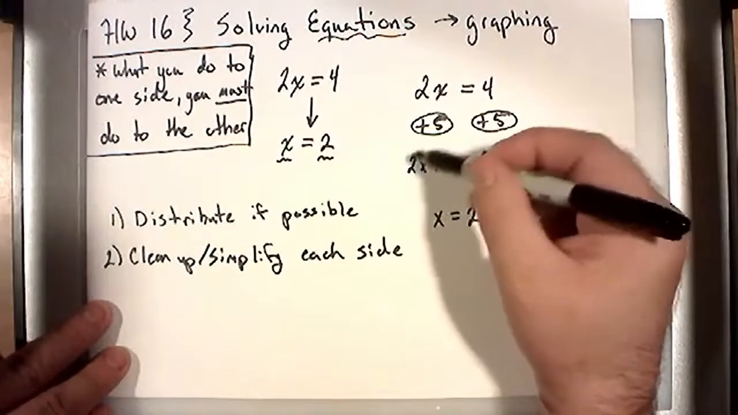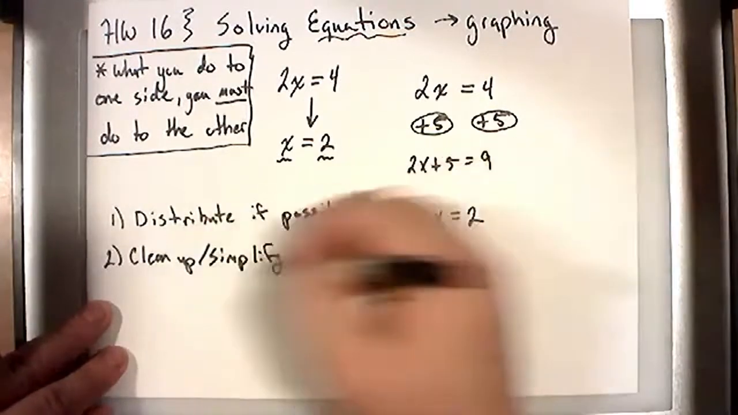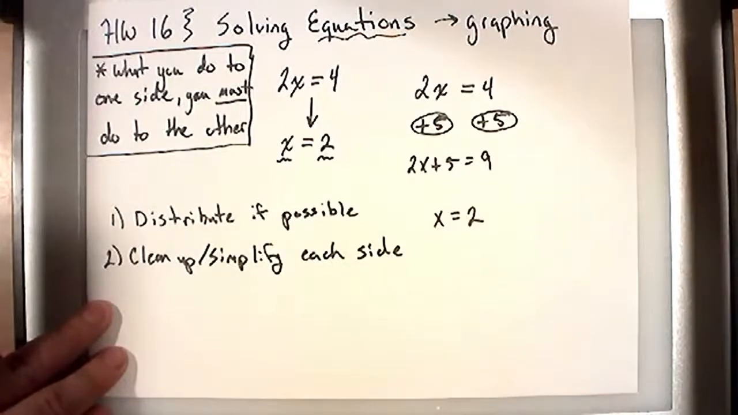Remember, 2x and 5 are not like terms. They would not add together. The other side is just 9. So when I say clean up or simplify each side, I mean if on one side you had 3 plus 5, you might as well just call that 8. You'll see what I mean as we go.